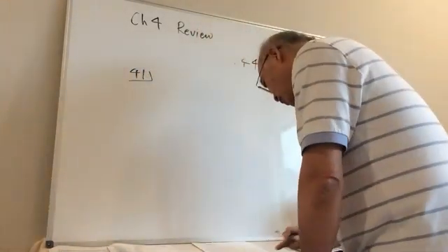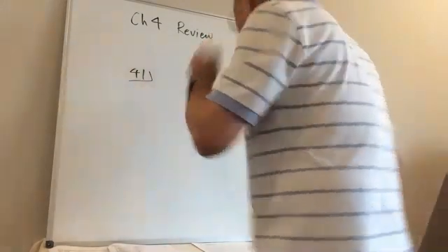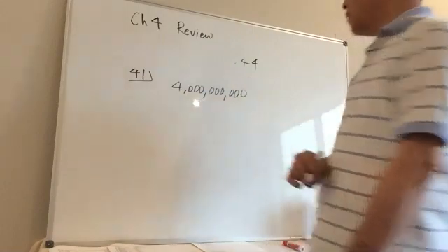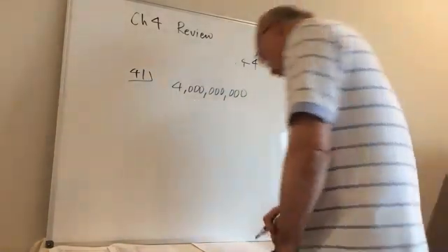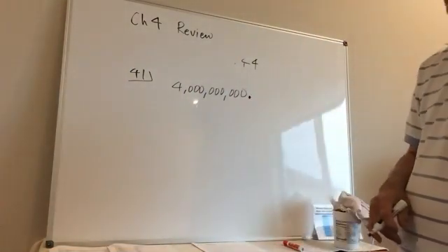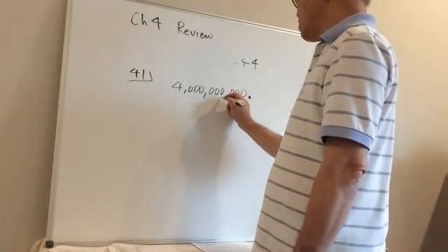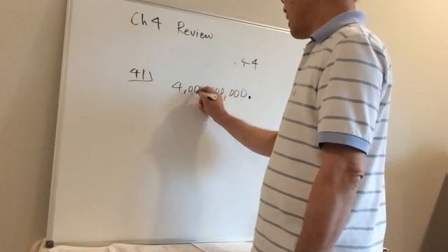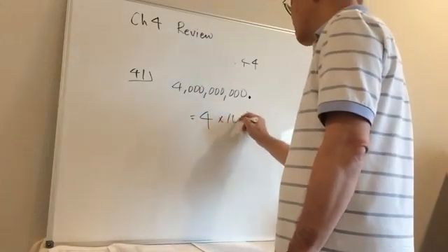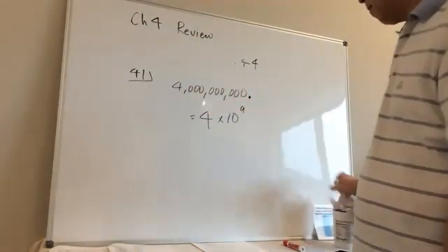In 41, we're doing the storage capacity in bytes of a 4 gigabyte computer. So now I'm going to write this in scientific notation. Right now, the decimal is right here at the very end. So I'm going to see how many places I can move over: 1, 2, 3, 4, 5, 6, 7, 8, 9. So this is the same as 4 times 10 to the 9th. I had to move it 9 spaces over to get to here. Okay?